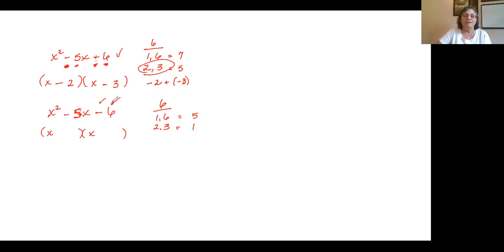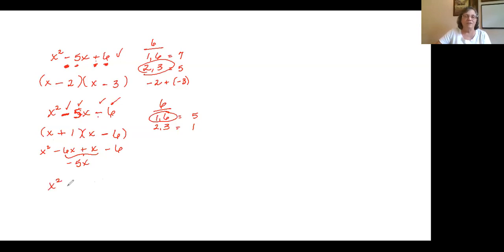So now I want the factors of 6 that subtract to give me 5, and this time it's going to be the 1 and the 6 combination. To get this to come out to be a negative 5, it will have to be a negative 6 and a positive 1. Multiply it out. It's going to be x squared minus 6x plus x, that's a plus 1x. Positive 1 times a negative 6 is negative 6. And these are going to give me the negative 5x.